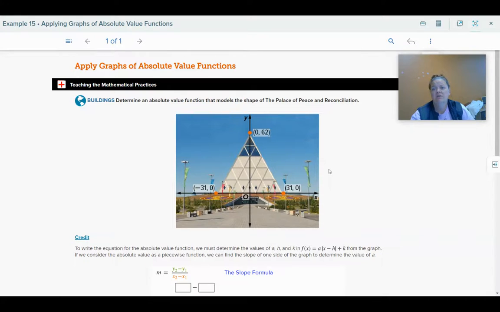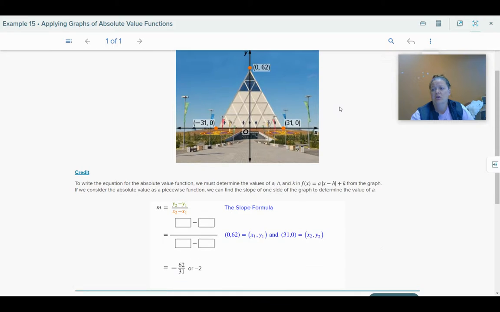Here's one last final example about applying graphs of absolute value functions. Determine an absolute value function that models the shape of the Palace of Peace and Reconciliation. So here they have superimposed a grid onto this picture. So we have the top of our building here at the point (0, 62). We have one end at (31, 0), and the other end at (-31, 0).